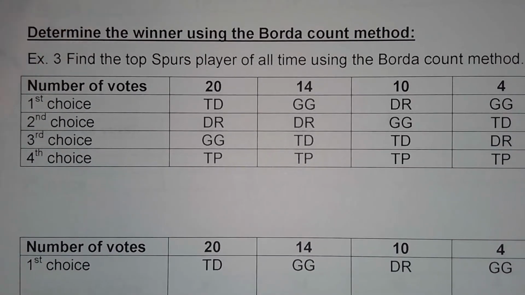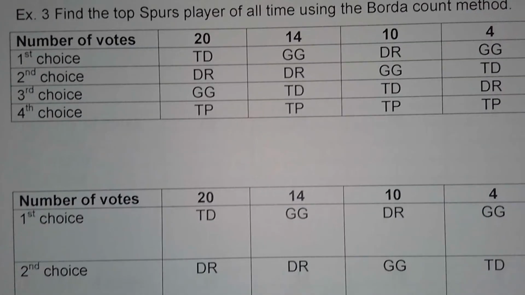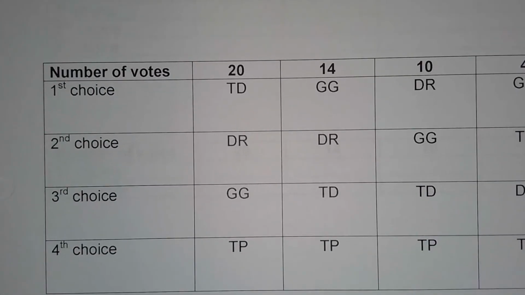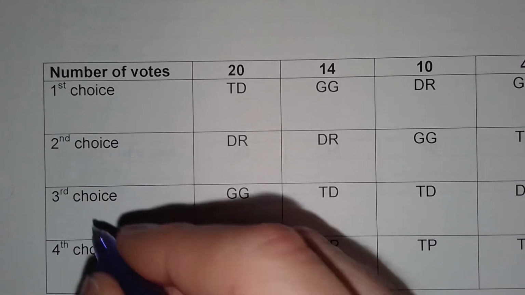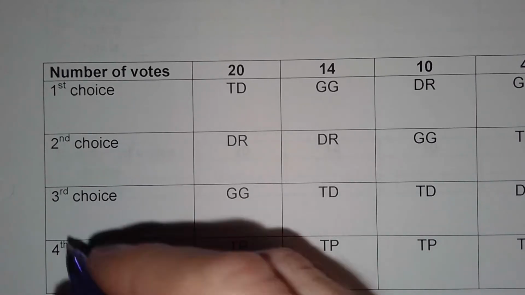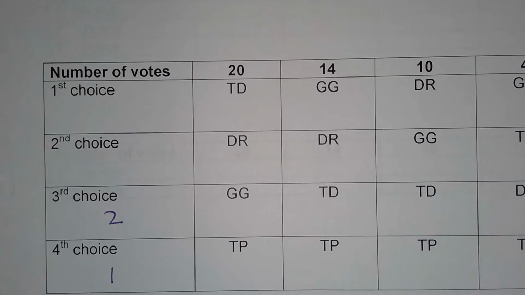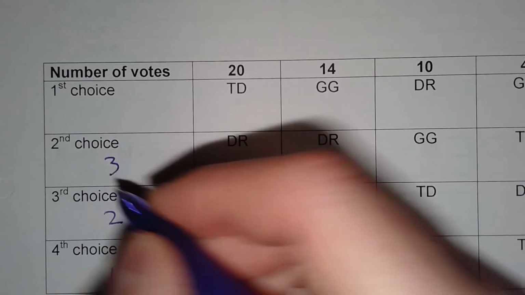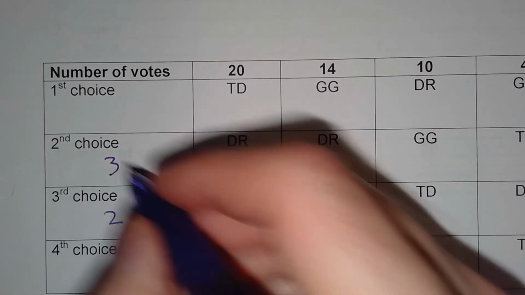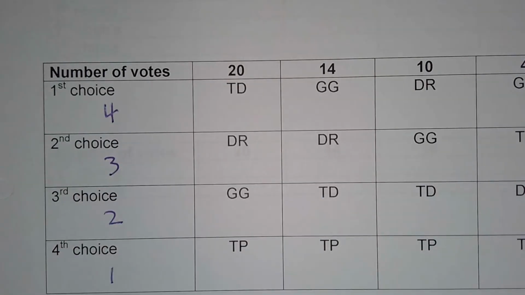And now we want to find the top Spurs player of all time using the Borda Count method. So remember, for last place you get 1 point. You get 2 points for third choice. You get 3 points for second place, and we'll get 4 points for first place.